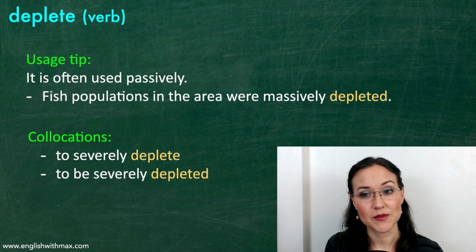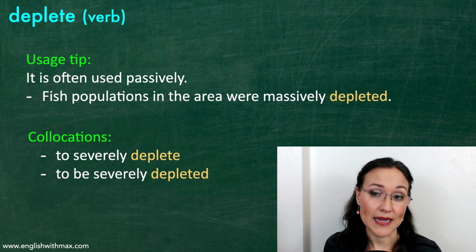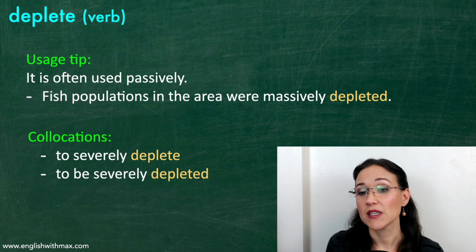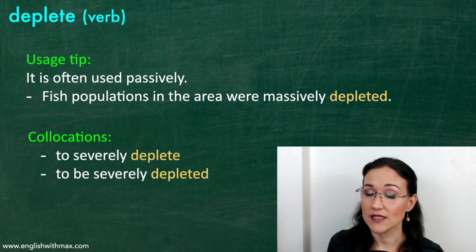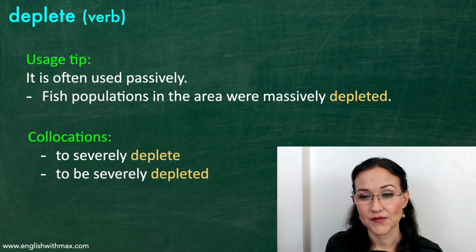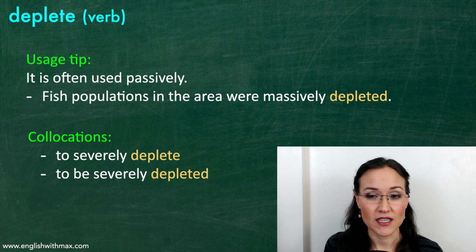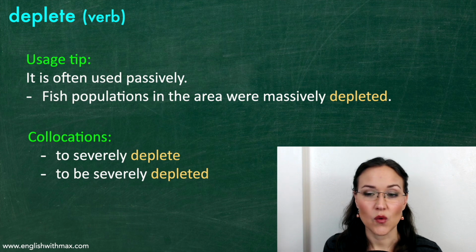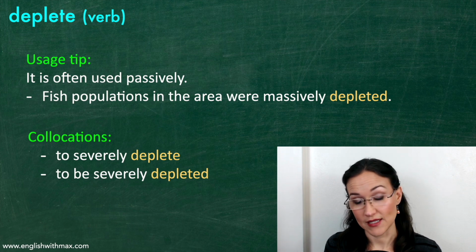Another usage tip. It is often used passively. For example, fish populations in the area were massively depleted. And here we have a couple of collocations. You can say to severely deplete or to be severely depleted.